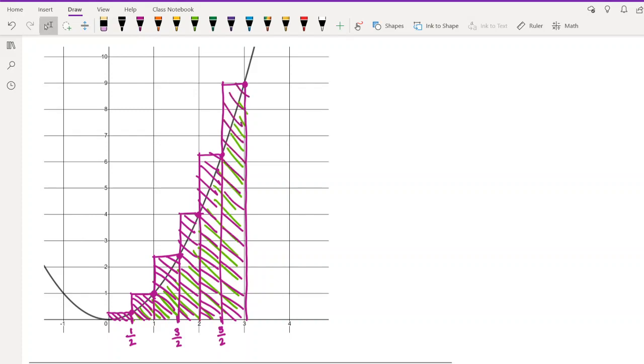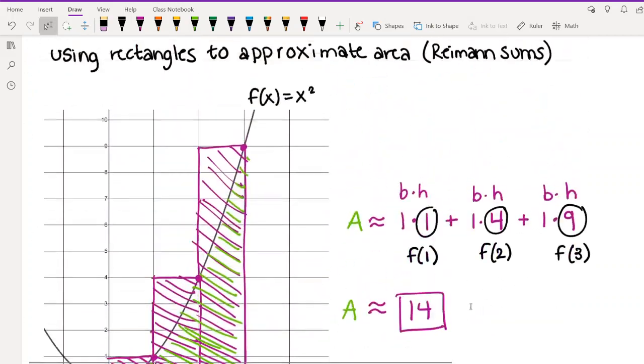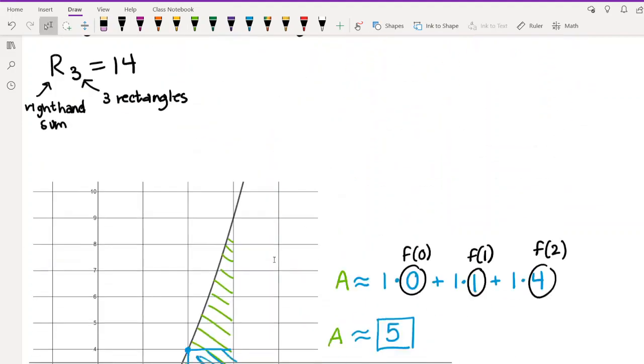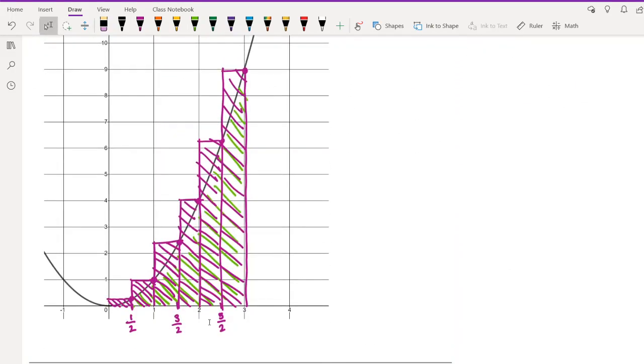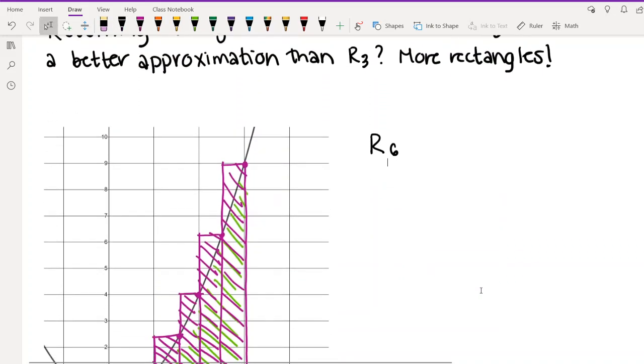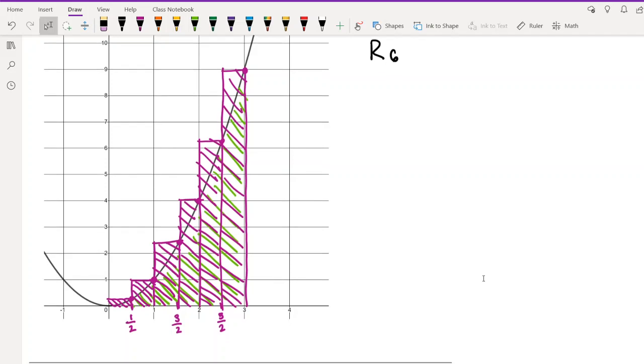So just to kind of compare this, let's look back at the first one we did. The first one we did, it's very clunky, right? It's really not following the shape of the curve very well. If we look down at this one with 6 rectangles, already we can see that it's a little bit more detailed. It gives us a better idea of what the shape of that green region is. So this one, like we said, is R6. So that is a right-hand sum with 6 rectangles.